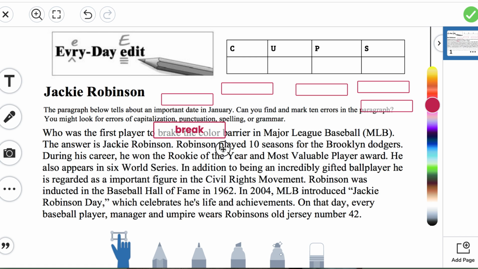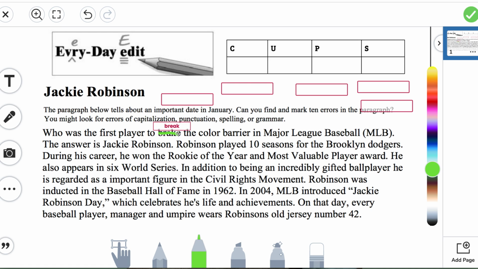So that's how you spell it, B-R-E-A-C. And place it above. We're going to get our pencil. You can change the color. You get to pick. I'm going to use green this time and cross out that spelling. Then, what kind of error was that?